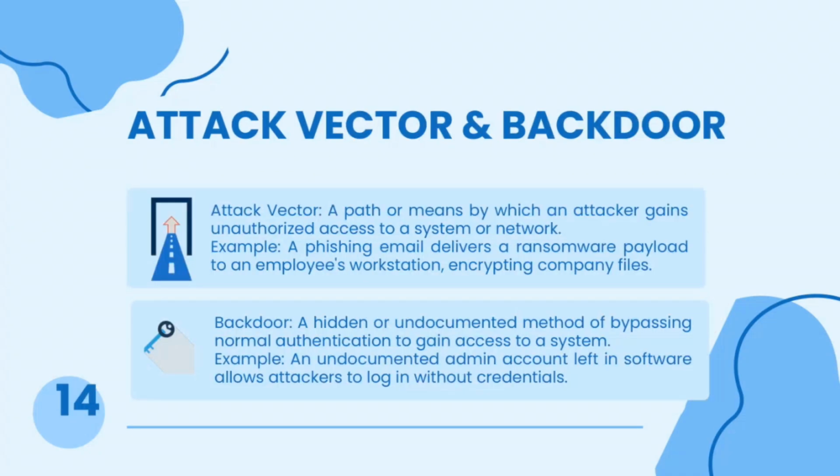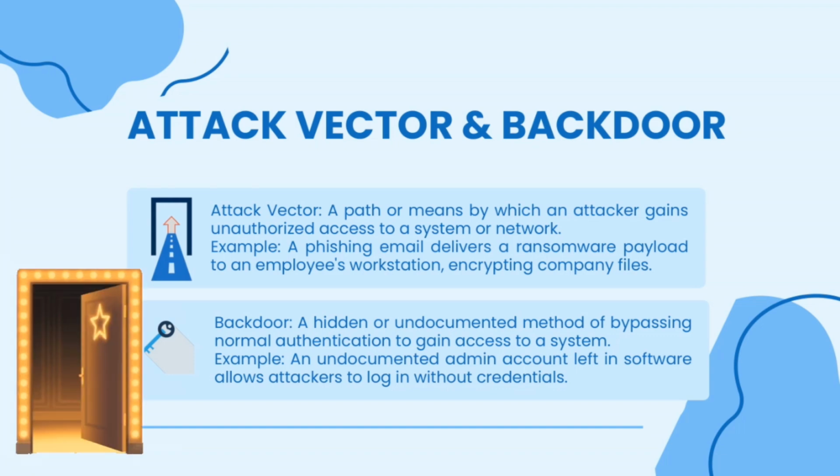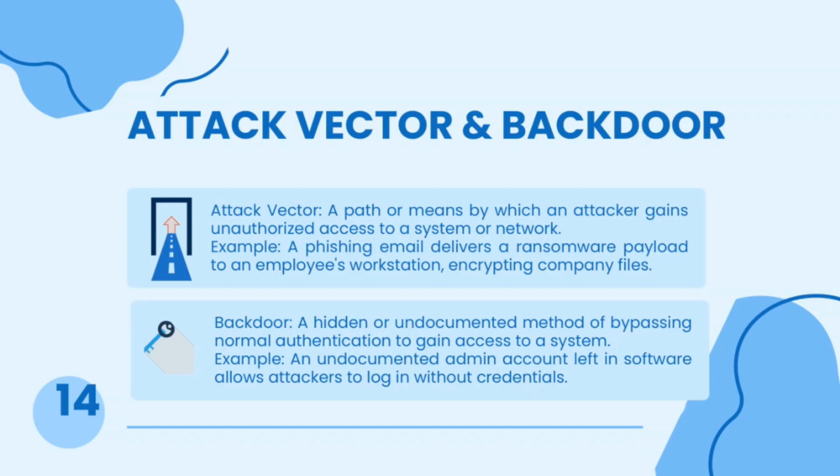Let's talk about backdoors. These are hidden or undocumented ways to sneak past normal security checks. Imagine a secret admin account left in software, letting attackers log in without any credentials. It's a serious risk because it bypasses all the usual defenses. Now, an attack vector is the route an attacker takes to get inside. For example, a phishing email might deliver ransomware to an employee's computer, locking down important files. Understanding these helps us spot and stop threats before they cause damage.